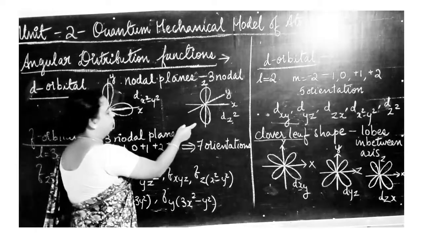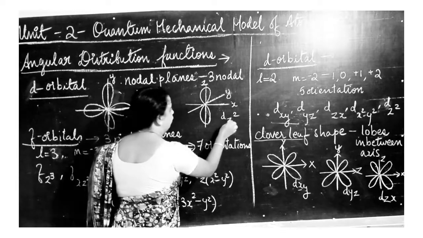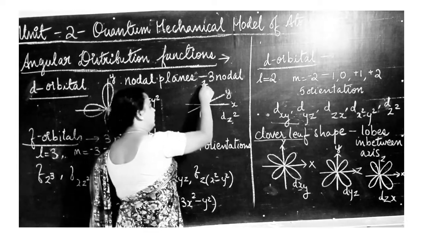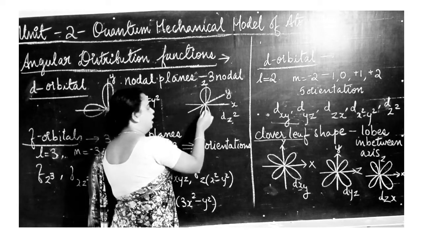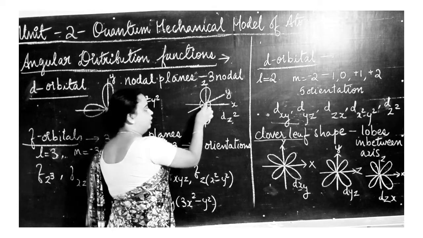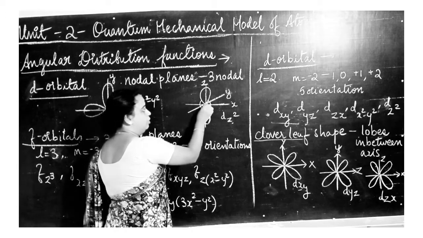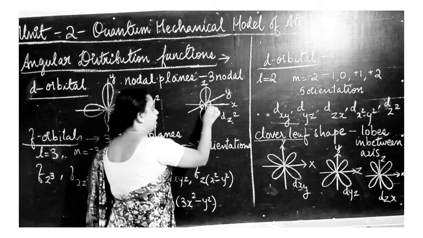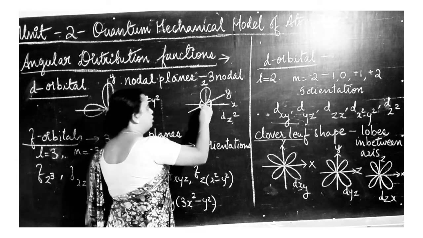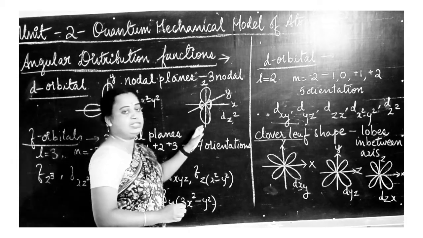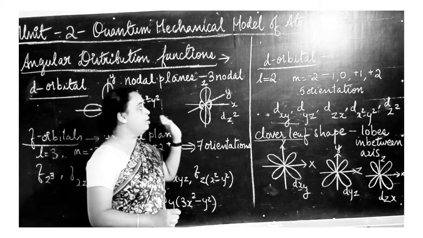Now looking at the fifth one, that is the dz square orbital. In this case, on the z-axis, the lobes are seen. Along with these lobes, in the center, that is the node. In this node, you can see a donut shape. This type of donut shaped ring can also be seen here. So this is the shape of the dz square orbital.